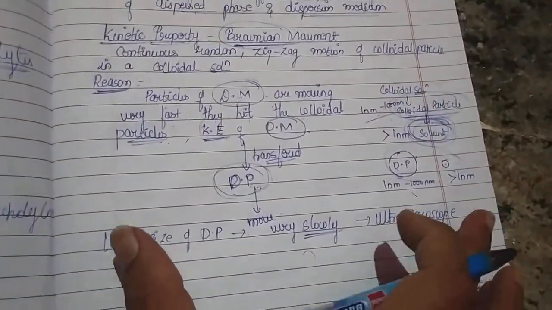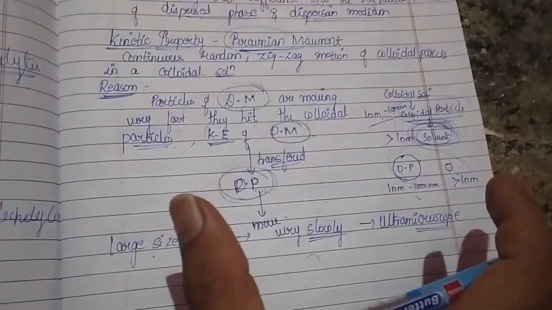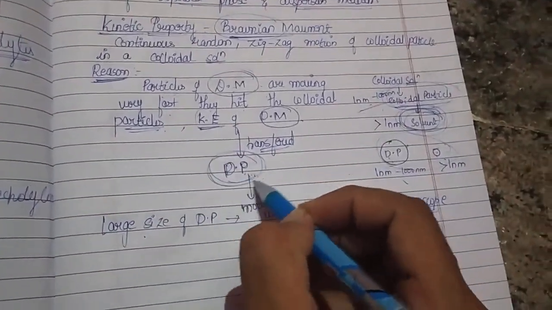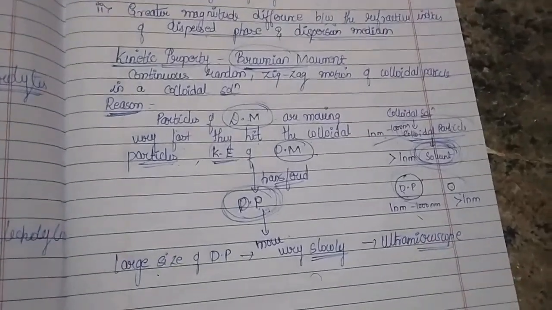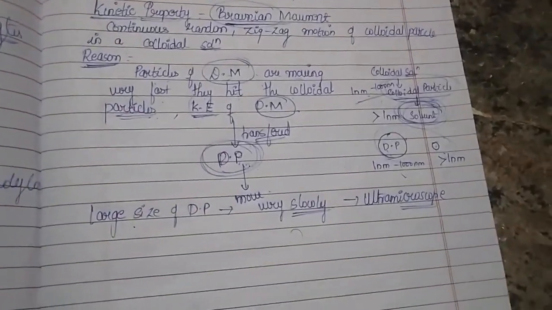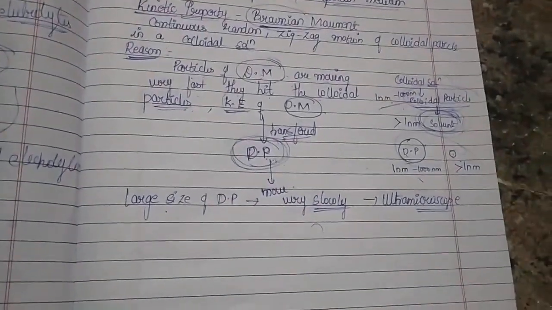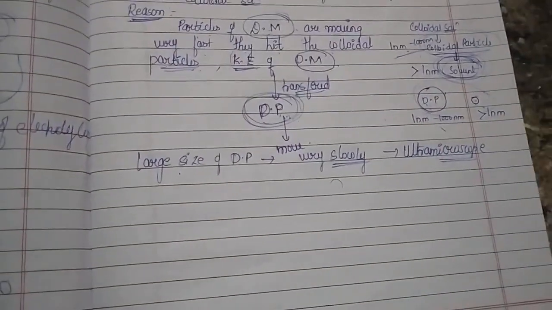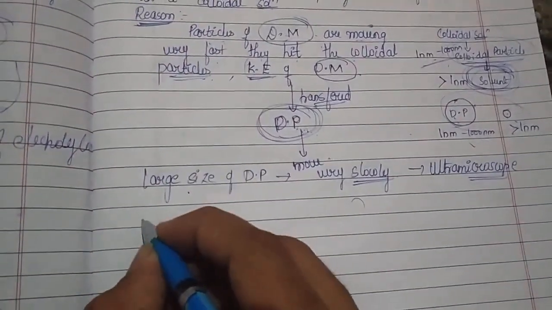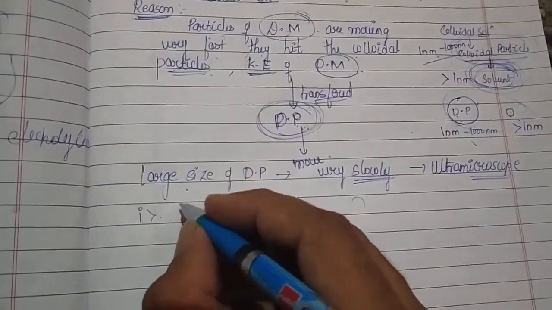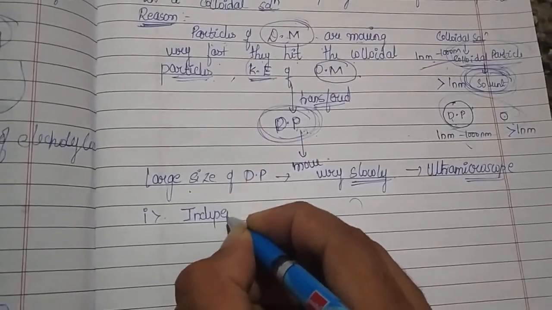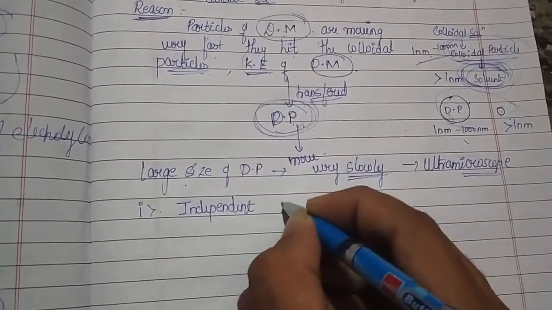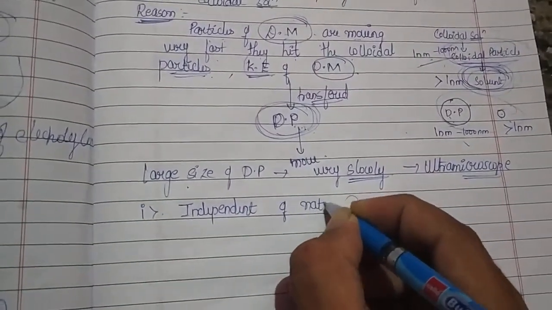So this is the reason he gives, for why and how your dispersed phase particles, or your colloidal particles, are in a continuous random zigzag motion. But if you make a keen observation of Brownian movement, you can observe the important things over there. Whatever the movement is, that is Brownian movement, it is independent. What does he say? It is independent of the nature of the colloid.